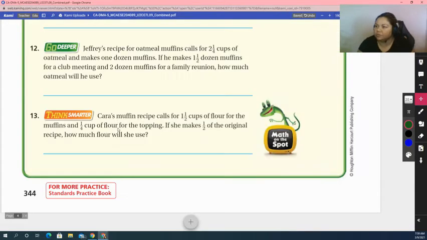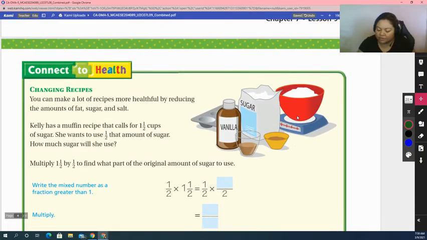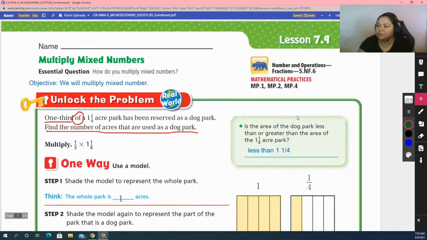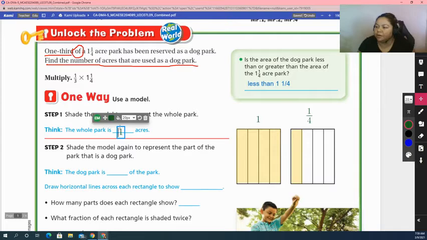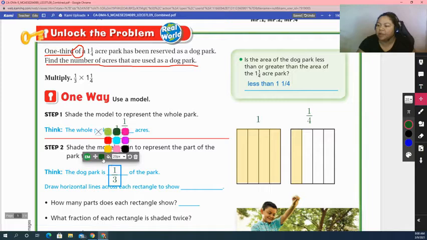I just remembered I can't do this. Let's see. A 1 1/4. I'm going to have to separate them. Now let's go to the second step. The second step is to shade the model again to represent the part of the park that is a dog park. So here it says that 1/3 of a 1 1/4 is the dog park. So we need to model 1/3, and we're going to model this on the opposite side of our model. In this case, it would be here.